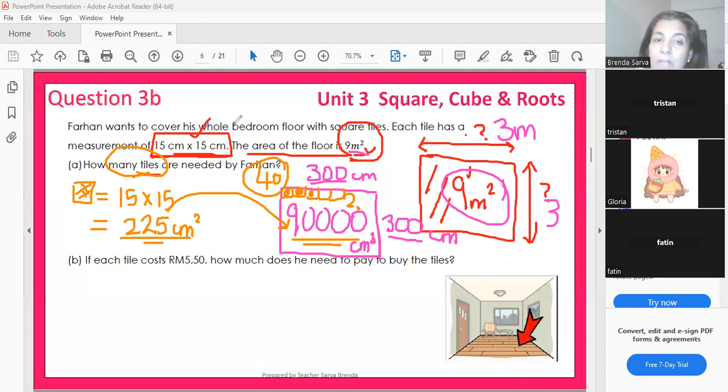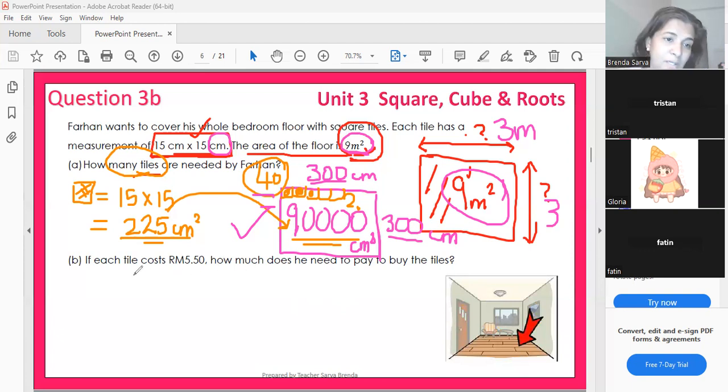You see? Now, the trick here or the challenging part here is, look, here it's meter squared. Here it is centimeter. Units have to be the same. Then only you can compare apples to apples. No, you cannot compare apples to bananas. It's not fair. Got it? Now, he's going to take 40 tiles. Well done. Is that the same answer for the rest of you?